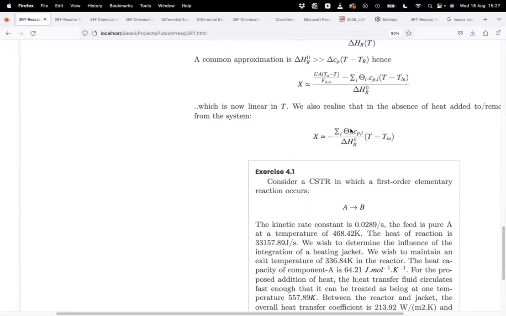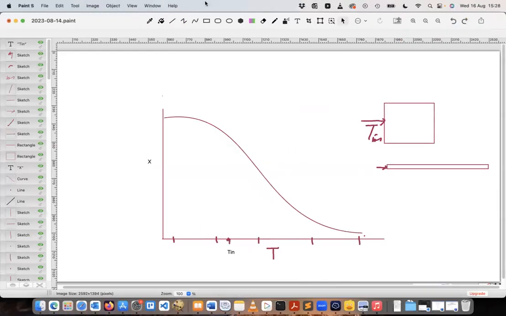If you think about this, if you have pure A, as we saw many times, this is just CPA, and this is nothing but the heat of reaction. So these are two constants, so this is a very easy gradient to identify. And this is how our reactor operates. We said as the temperature rises, our conversion changes. So if we plot this line, we'd get something like this.